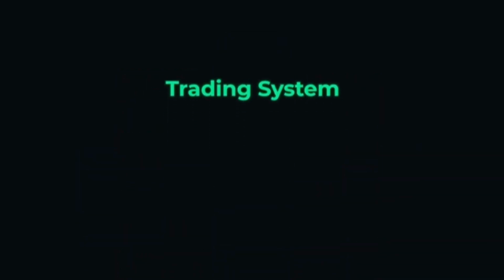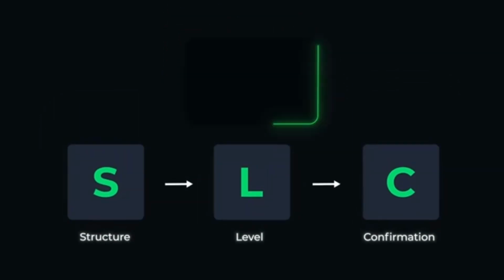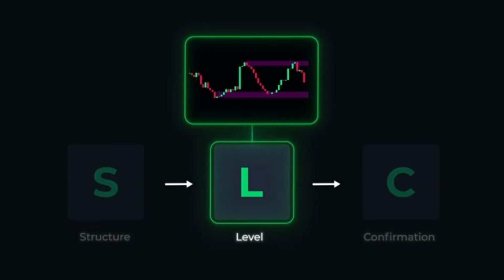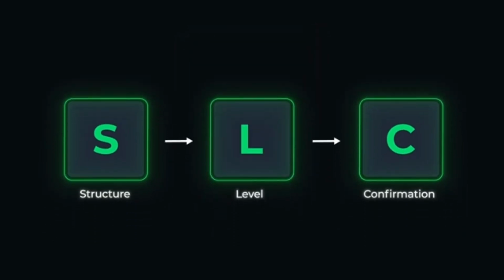And so, the exact trading system I'm using is called the SLC system, which stands for Structure, Level, Confirmation. And if you only trade supply and demand levels, you're only using the L part of the trading system. But the good news is, it means you've already got one part sorted out. So all you need to do is apply the S and C part, and you will see significant improvements in your trading results. So now, I'm going to show you how to trade the SLC trading system.